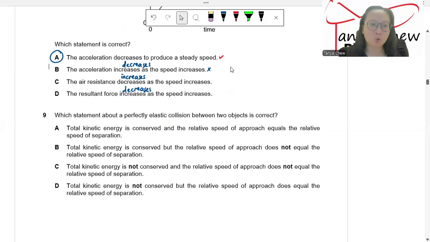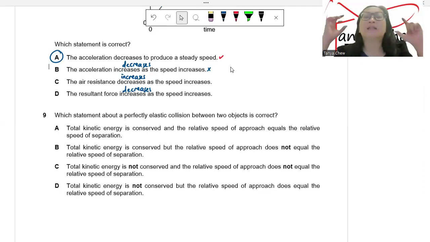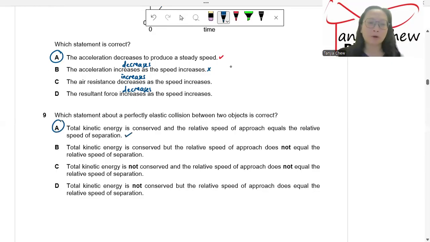Question number 9, which statement about a perfectly elastic collision between two objects is correct? A, the total kinetic energy is conserved, which is true because total initial kinetic energy must be equal to total final kinetic energy. That's true. And the relative speed of approach equals the relative speed of separation. This is definitely 100% true. A is the answer. What about B?